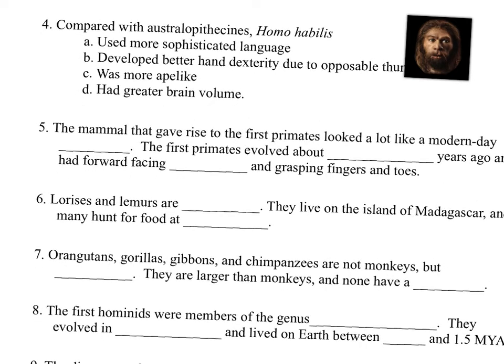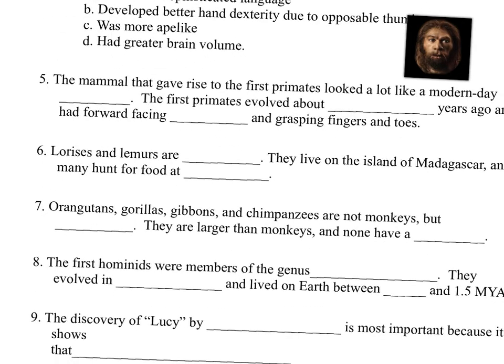What did the first mammal look like? It looked like a tree shrew. And when you look at the actual evolution of primates, they've been around for about 60 million years, ever since the 5 million years after the KT extinction event. And they had forward-facing eyes. And those eyes and hands allowed for increased movement.